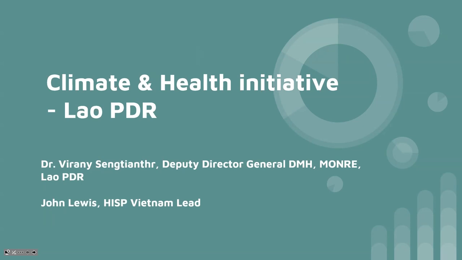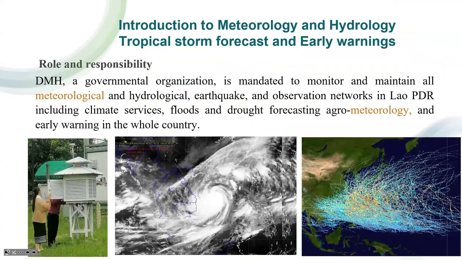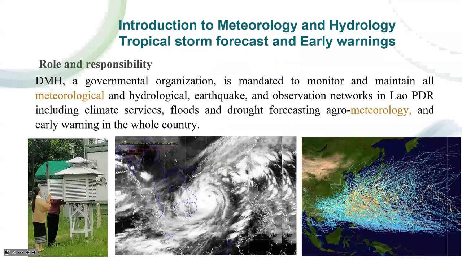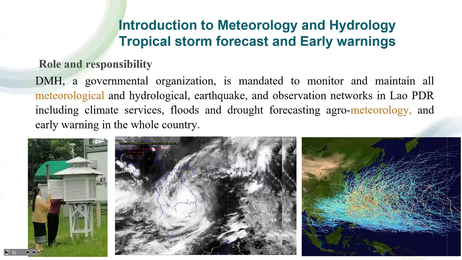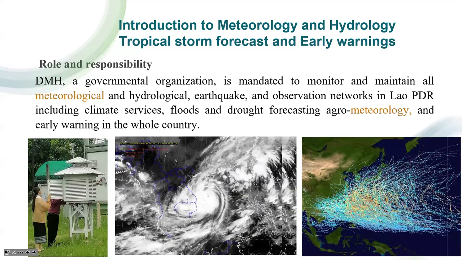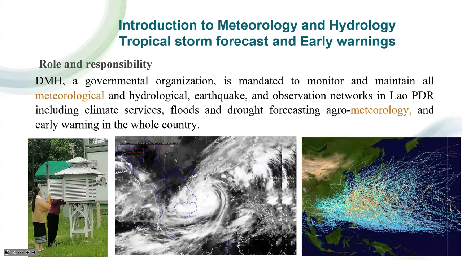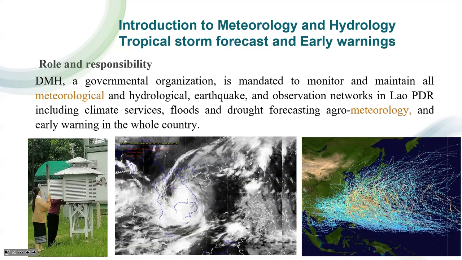Yes, let me introduce myself. My name is Virani. I work for the Department of Meteorology and Hydrology, Ministry of Natural Resources and Environment, Laopedia. I would like to introduce meteorology and hydrology, tropical storm forecast and early warning. The DMH is mandated to monitor and maintain the meteorological and hydrology earthquake and observation network in Laopedia, including climate service, flood and drought forecasting, agro meteorology and early warning in the whole country.